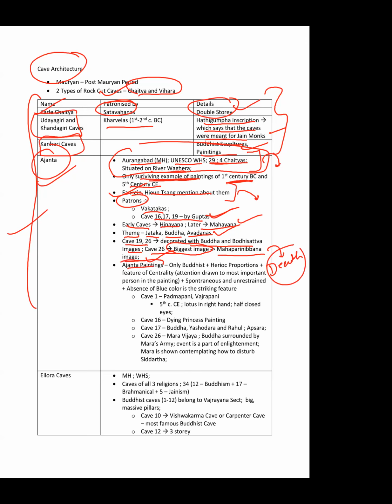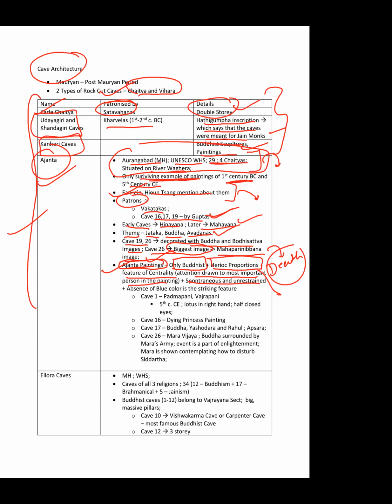Ajanta paintings. I told you yesterday that we'll be discussing the cave paintings when we discuss the cave architecture. Ajanta paintings are only Buddhist paintings. Heroic proportions, that means they are of larger size. There's a feature of centrality, that is, attention is drawn to the most important person in the painting, right? Spontaneous and unrestrained flow of colors and everything, right? So these are the features you need to mention.